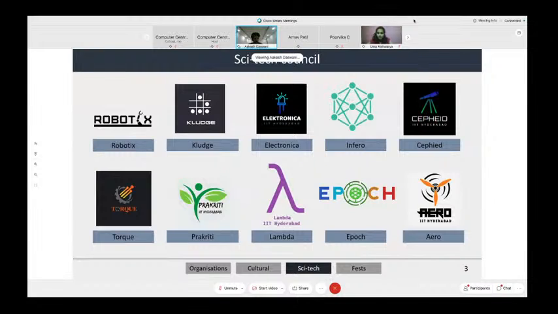The SciTech Council: Robotics, the name is quite self-explanatory, Clutch, which is the Networking Club, Electronica, Infero, which is like a competitive programming club, DSA, CFID, the Astronomy Club, Torque, Prakriti, Lambda, Epoch, which is the AI and ML Club, and Aero, which is like the Aerodynamics Club.